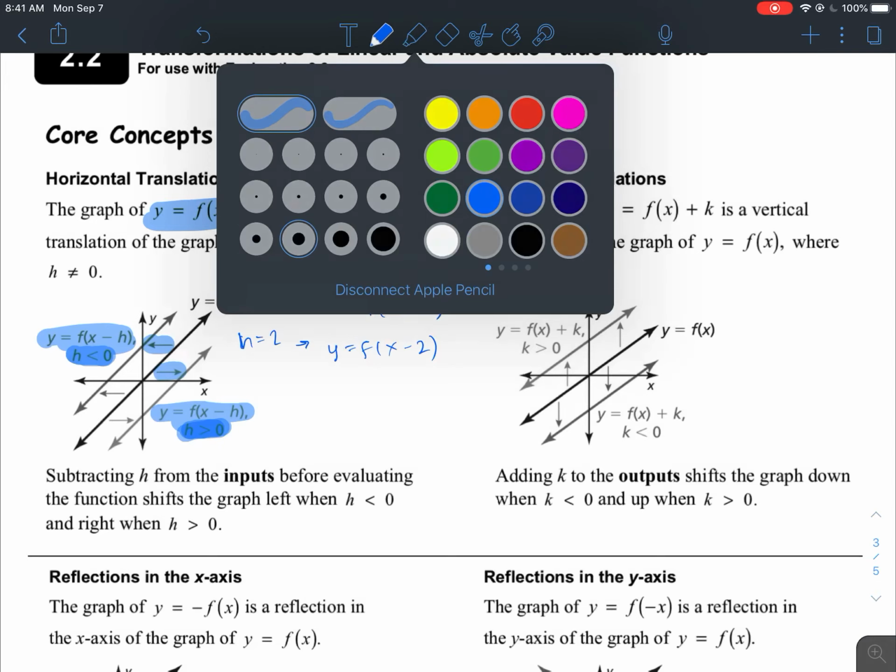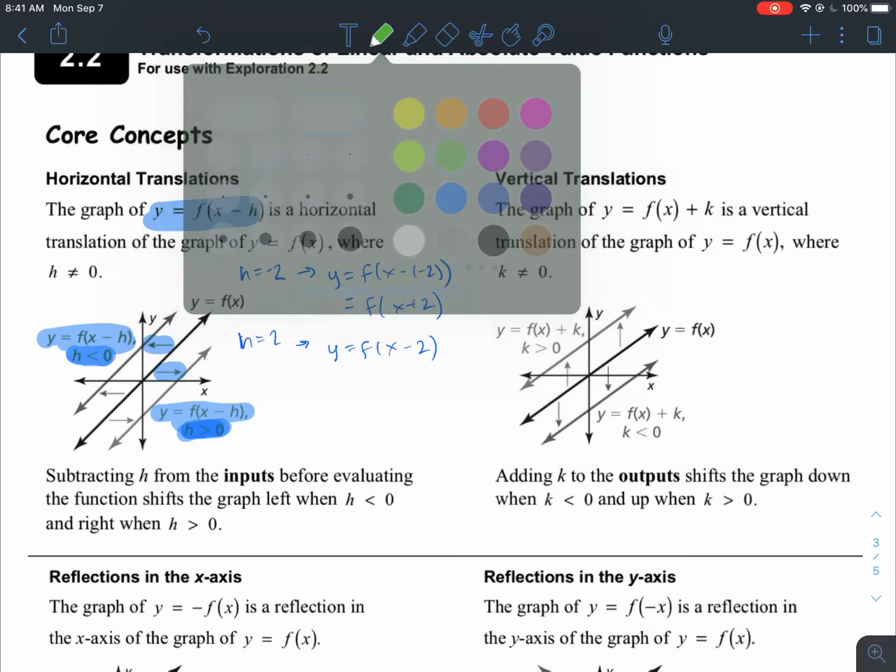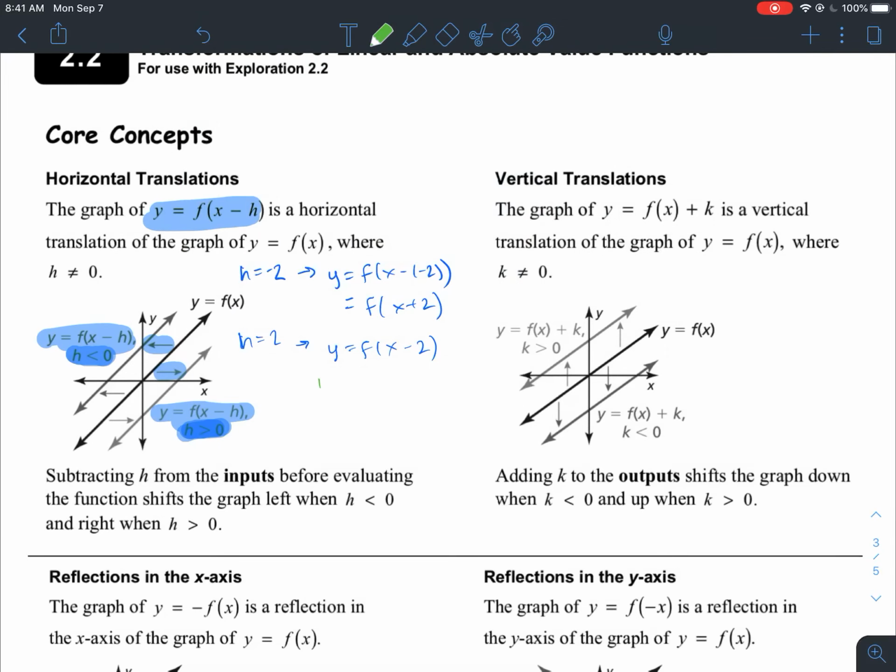So let me just write that down for everyone to remember, that whenever you have a positive number, whenever you're adding, you're actually going left. When you're negative, you're going right. And remember, we're talking about a horizontal shift right here, horizontal. And that's whenever you have an x minus h inside of your parentheses.